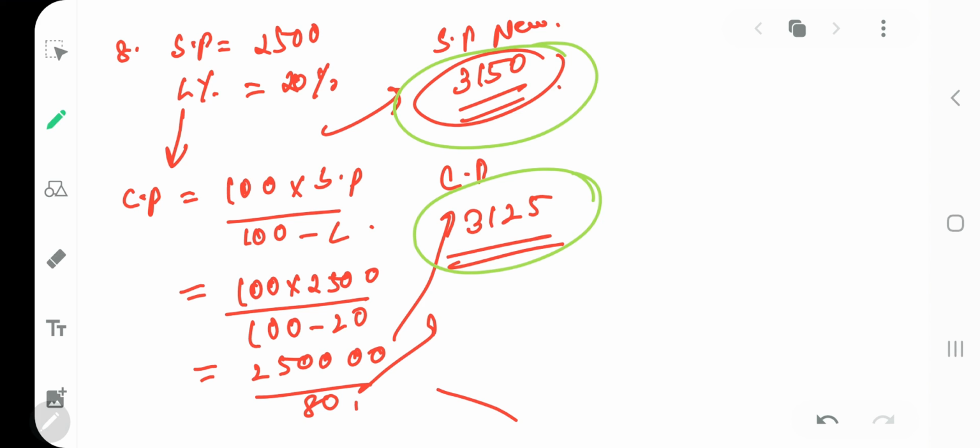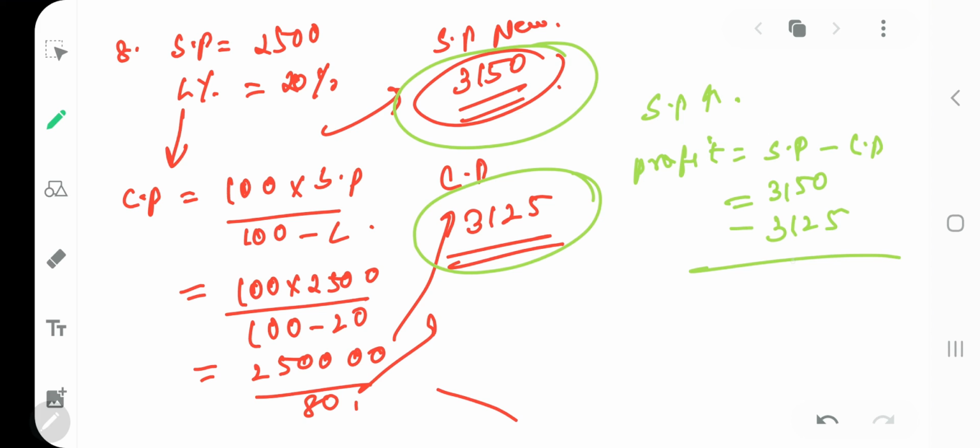And what do you find? Your CP is 3125, your SP is 3150. So SP is greater than CP. That means there is a profit. And profit is what, my dear kids? It's SP minus CP. That is 3150 minus 3125. And that's your final answer.